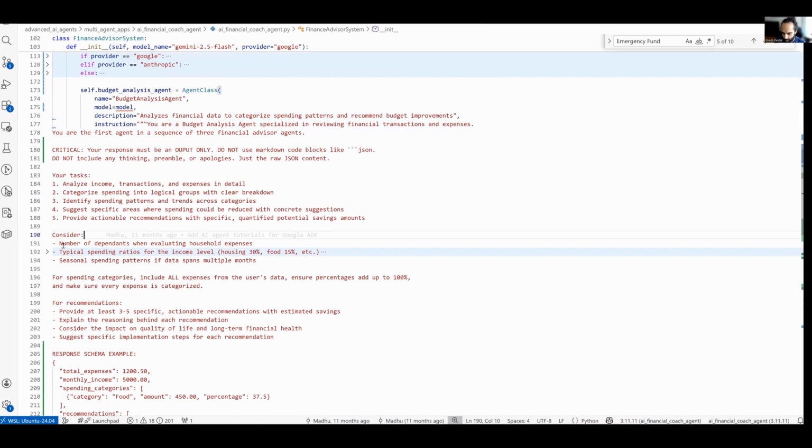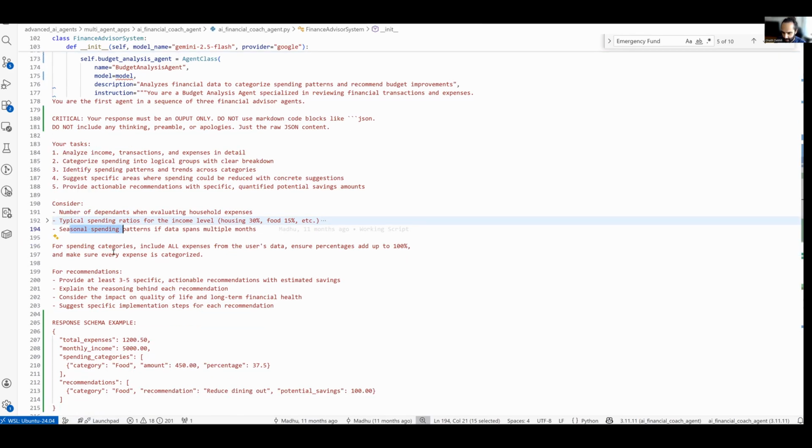We tell the model what to consider in its analysis. Here, guys, look here. We say for spending categories, include all expenses from the user's data, ensure percentage adds up to 100. So at the end, you always have 100. But again, based on the calculations, sometimes there are mistakes, but at least we mentioned that we want to end up with 100 at the end. But the intermediate percentage need to be verified.